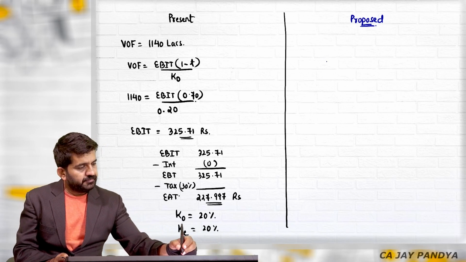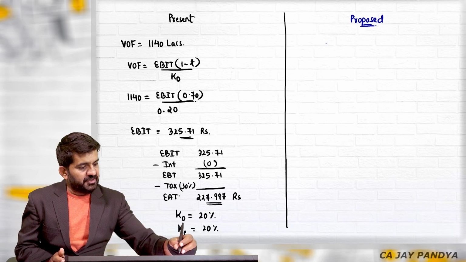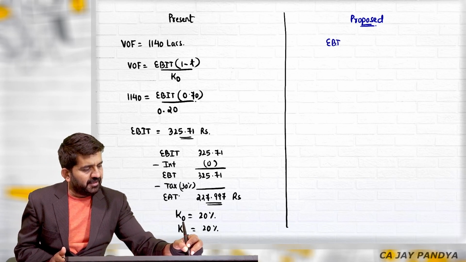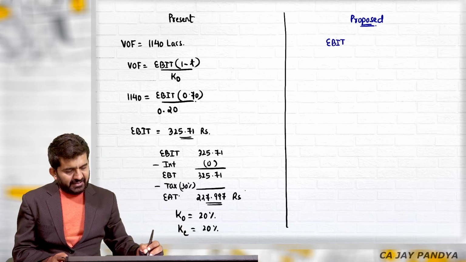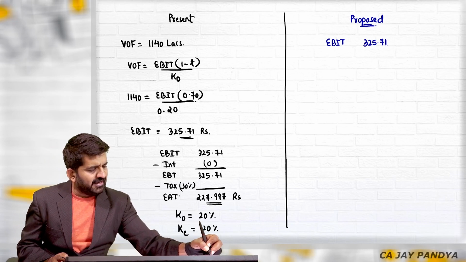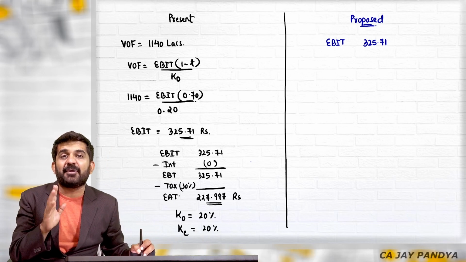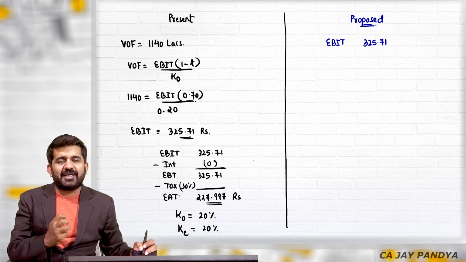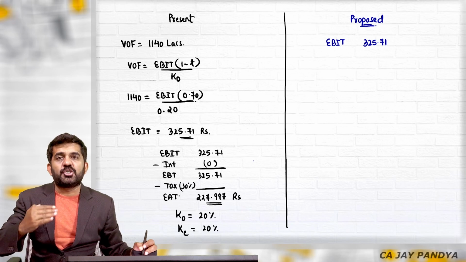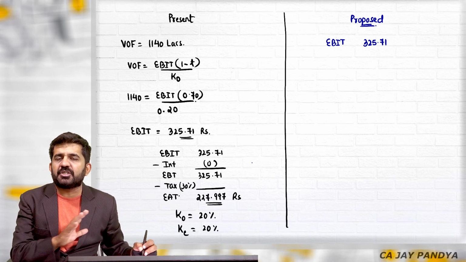Where the value of a firm will change, but what will remain the same is EBIT. What is EBIT? 325.71. You are not changing the business. You are not changing anything except the capital structure. You are buying back equity shares and issuing debentures. So except for a change in capital structure, there is no other change.